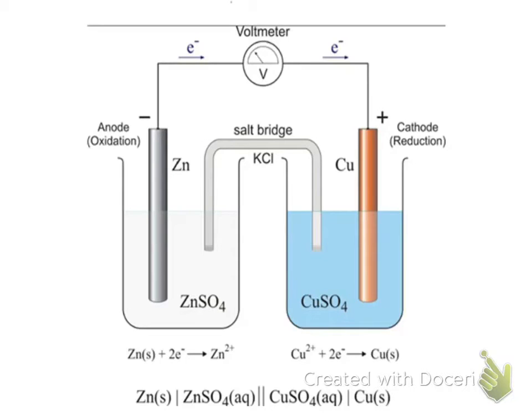But this particular one is showing the reaction of copper and zinc, and it's showing you the half reactions. So remember, anox is where the anode is negative and the cathode is positive. And then here's your electrons going this way.